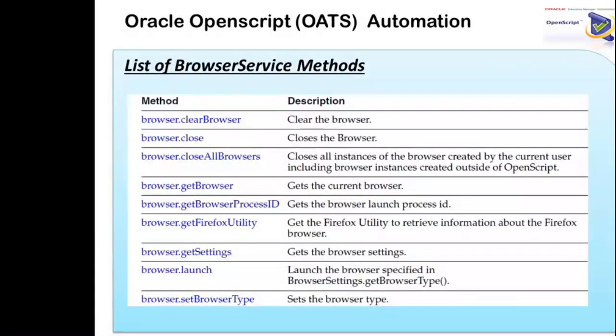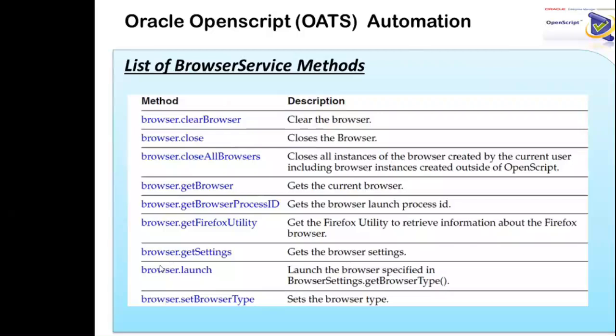So let's talk about what browser service methods we have in OpenScript. These are some of the methods which are available in OpenScript for us to use. I'll quickly go through those methods and their descriptions, and then we will see their practical usage. The first method is browser.clearBrowser. As the name indicates, it clears your browser history, browser sessions, and so on. Then browser.close closes the current browser.